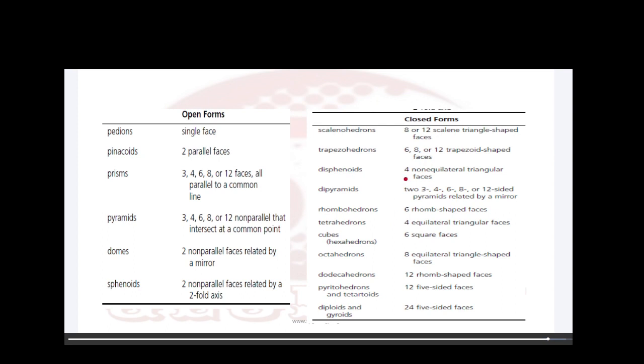So the disphenoid has four faces. Disphenoid has four faces. It is a closed form. That is the minimum number of faces for a closed form. That is four faces. So there is a minimum number of faces that produce a closed form.